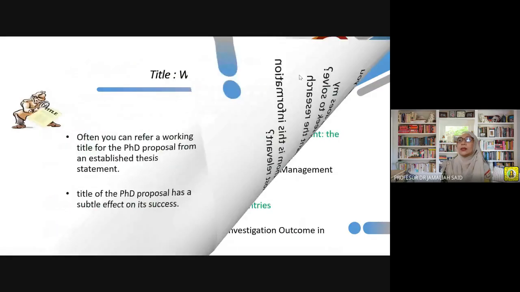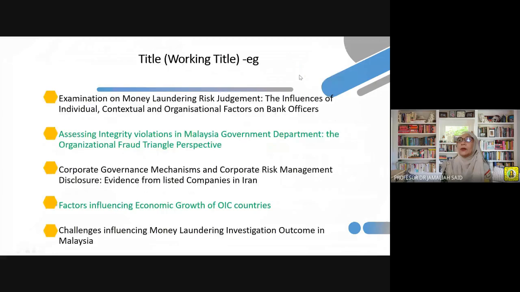Okay, I will give you examples of titles. This title I just took from our student who graduated recently, but one of these may still be pending. I mean, the student is taking the Viva next month. For example, this one is: an examination on money laundering judgment, the influences of individual, contextual, and organizational factors on bank officers.